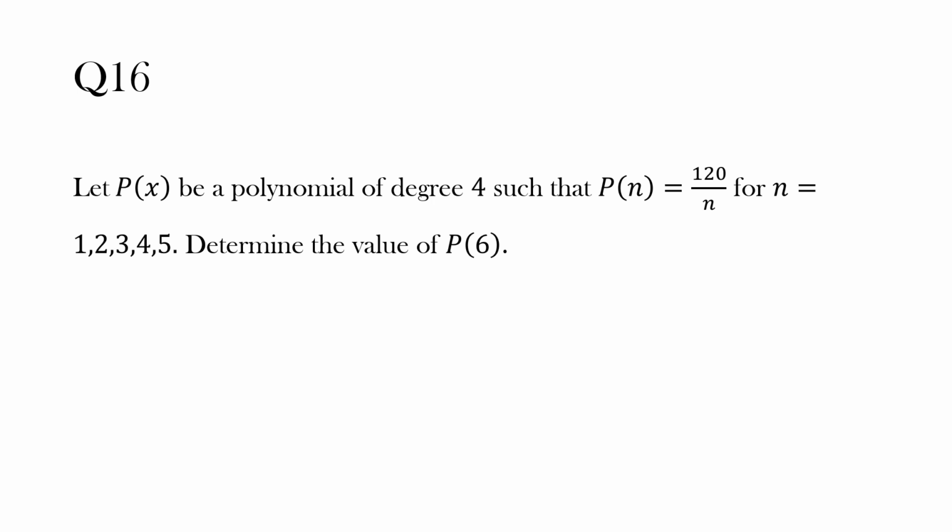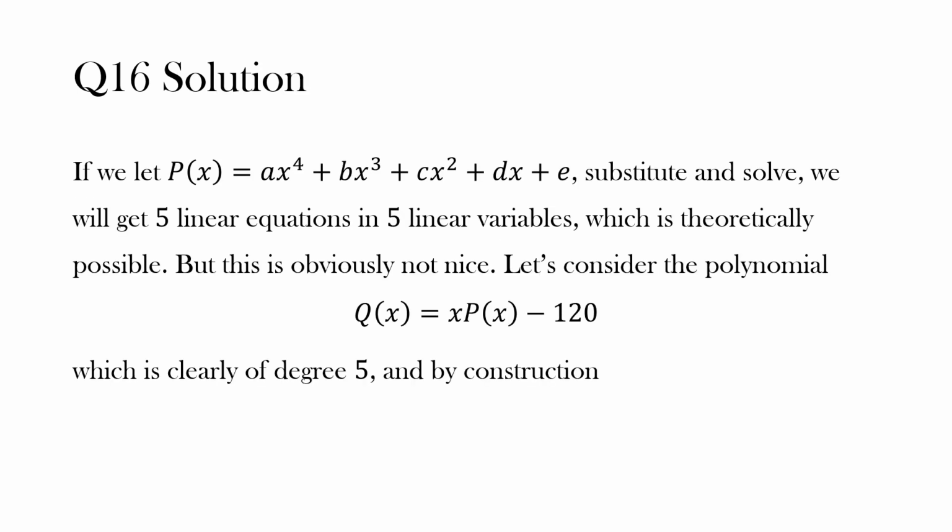For question 16, we are given a polynomial of degree 4, and we are given its values for n equals 1, 2, 3, 4, and 5. Because P(x) is a polynomial of degree 4, it has 5 different coefficients, for x to the 4, x to the 3, all the way to x to the 0. So we can actually uniquely determine this polynomial using the given information. Theoretically we can form 5 linear equations in 5 variables, which is nice, but this is going to be very tedious. So that is obviously not the intended method.